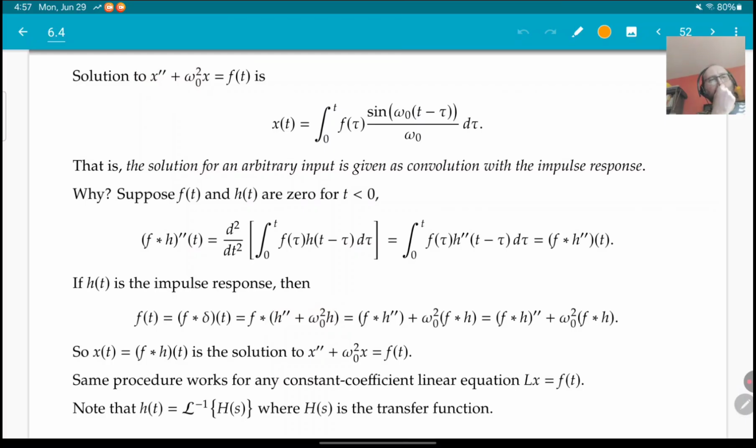Another remark is that there's a reason why we call it little h: its Laplace transform is capital H, the transfer function that we talked about before. So it's all related. The inverse Laplace transform of the transfer function is the impulse response. So now we've come full circle.